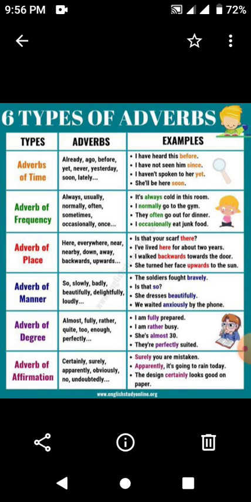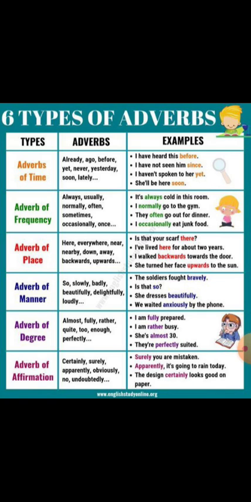Now the third type, adverb of place, tells where something happens: here, everywhere, anywhere, near, nearby, down, away, backwards, upwards. All these are adverbs of place, telling where something is happening. Is that your scarf there? I've lived here for about 2 years. Now you're looking at all these colored words; they are telling the type of adverb.